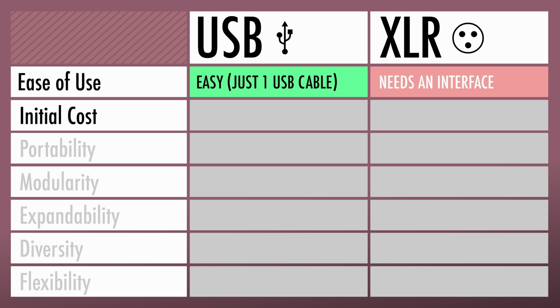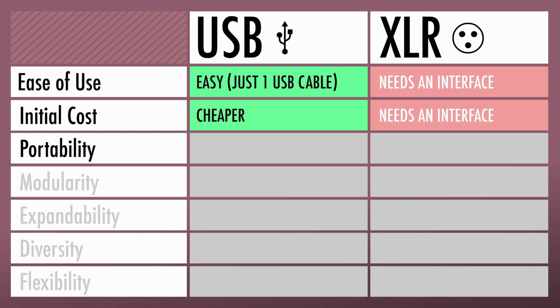For initial cost, USB mics are definitely much cheaper on average, since you don't need to factor in the cost of an interface. Mics that have both a USB and an XLR output are roughly comparable in price to buying a XLR-only mic plus a basic audio interface.